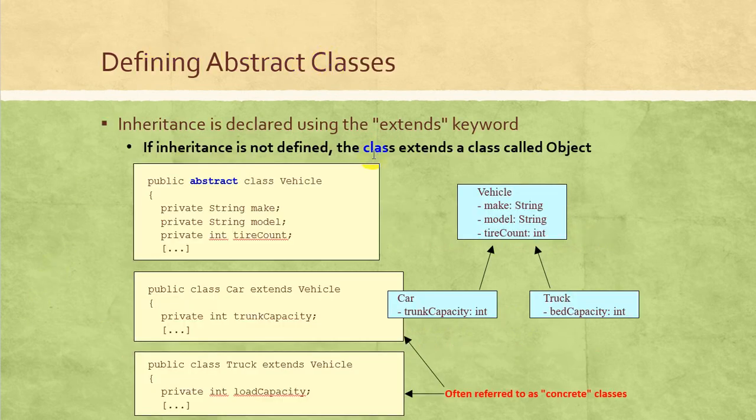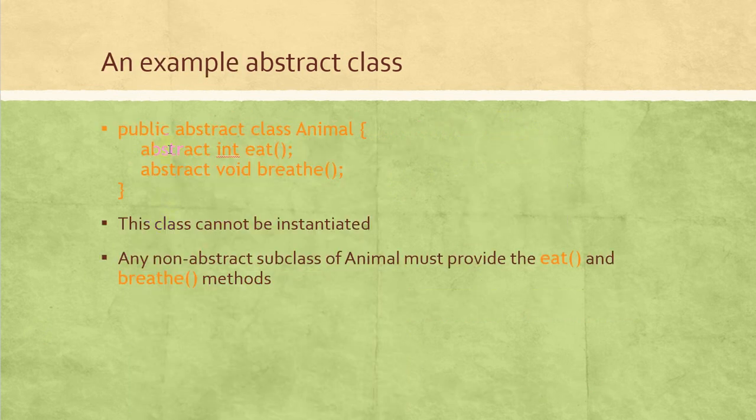Okay, defining abstract classes. As you can see, we have defined this class as an abstract class, right? It does not necessarily have any methods in it. So we have extended the class Vehicle with Car and Vehicle with Truck as well, and they have their own functionalities. If inheritance is not defined, the class extends a class called Object. So by default it will extend Object, which is the default class defined in Java.